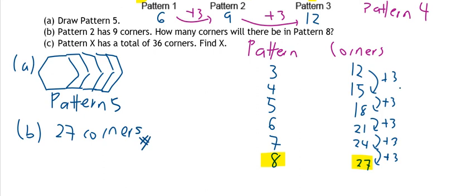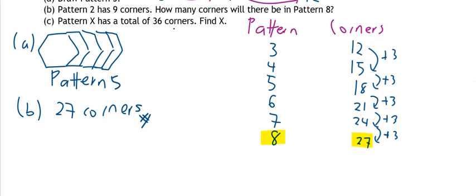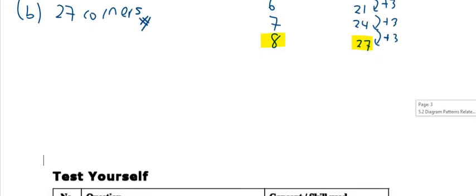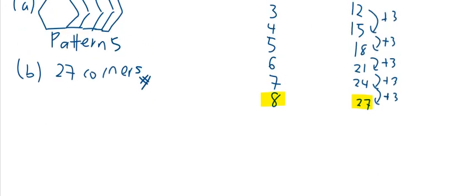Now let's have a look at part C. Here, pattern X, which is unknown, has a total of 36 corners. Find X. Here we know the corners, but we have to find the pattern number. Let's proceed with the pattern and corner section. Over here, 27, and then we have another 3, which is 30. So this is pattern number 9. And then another 3, this is 33. So this is number 10.